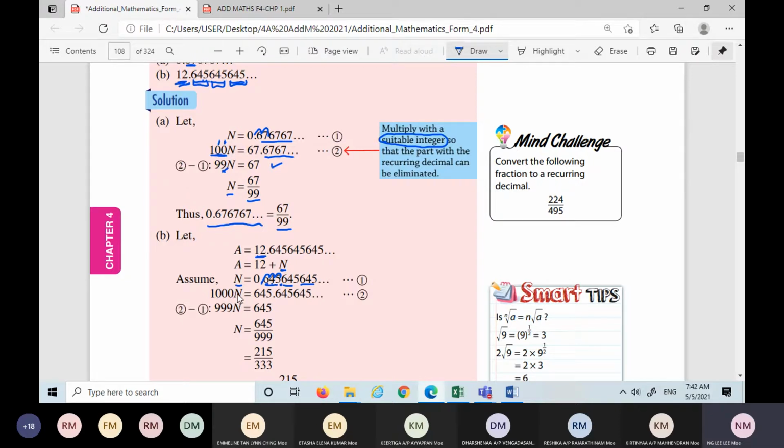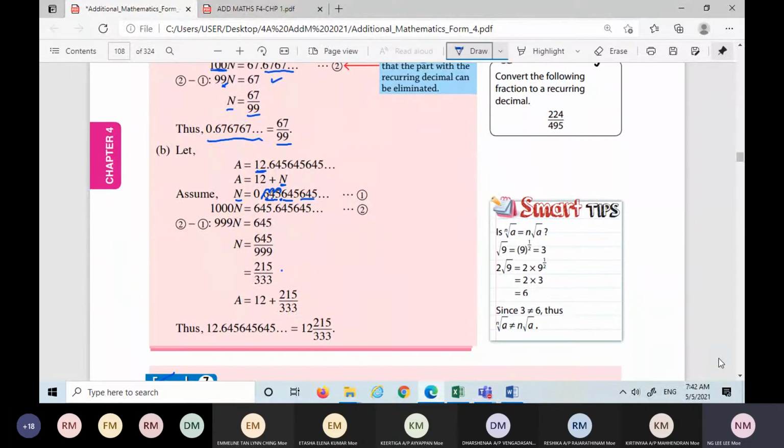Then do the same thing: second equation minus the first equation. So 1000n minus n, you get 999n. And then 645.645 minus 0.645, you get 645. Move the 999 to this side, it becomes divide. Then you get 645 over 999. After that, simplify it, you get 215 over 333.